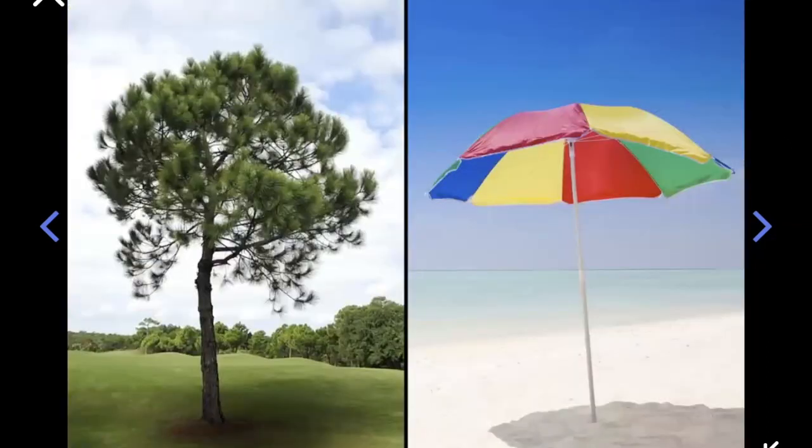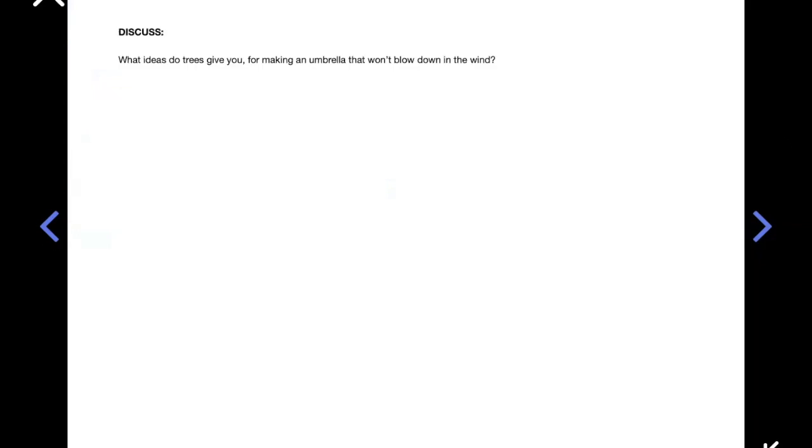So, could we design an umbrella to be more like a tree so that it doesn't blow down in the wind? What ideas do trees give you? What ideas do trees give you for making an umbrella that won't blow down in the wind? So what would be helpful to think about right now would be your observation that you made last week when you laid underneath a tree. And if you didn't get a chance to do that, that's okay. I'll show you a picture that I took now.